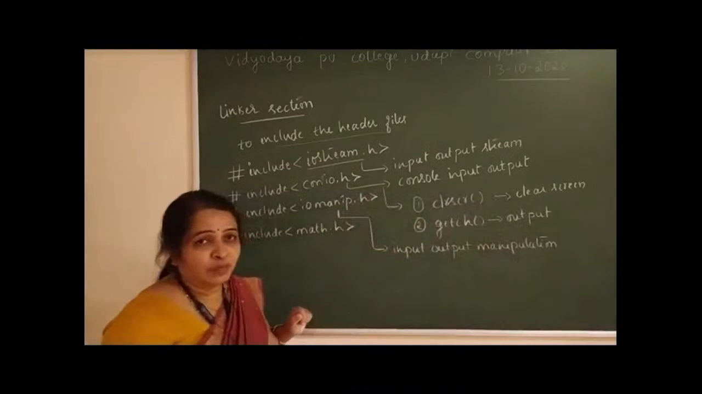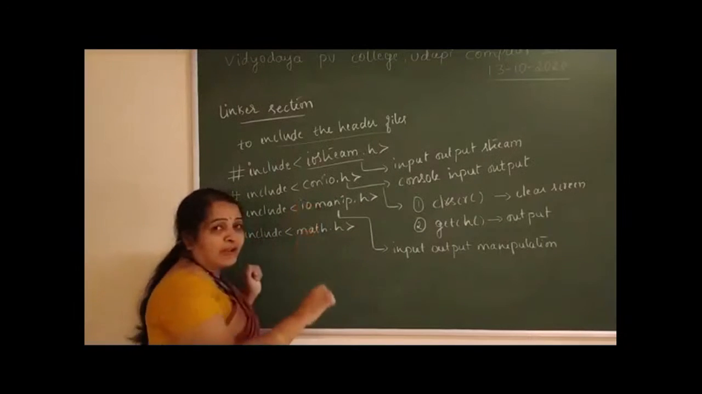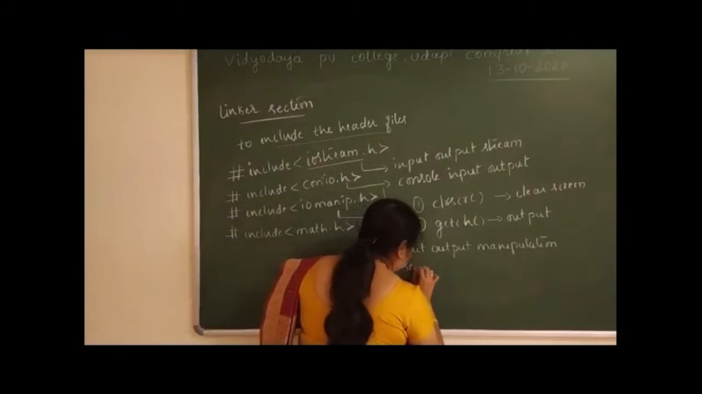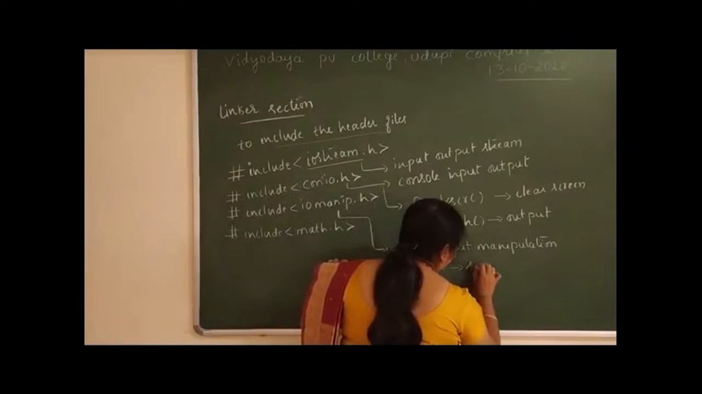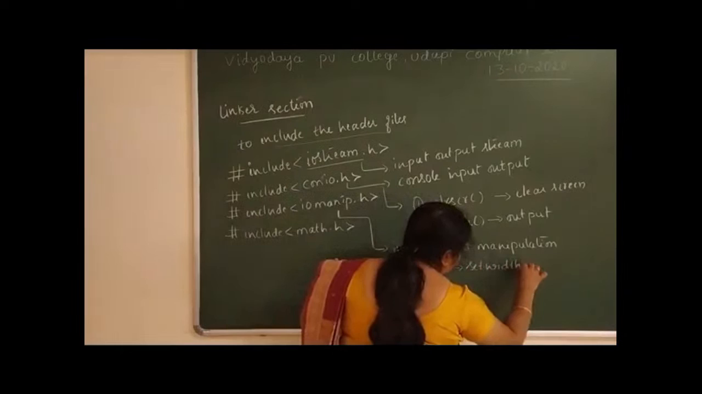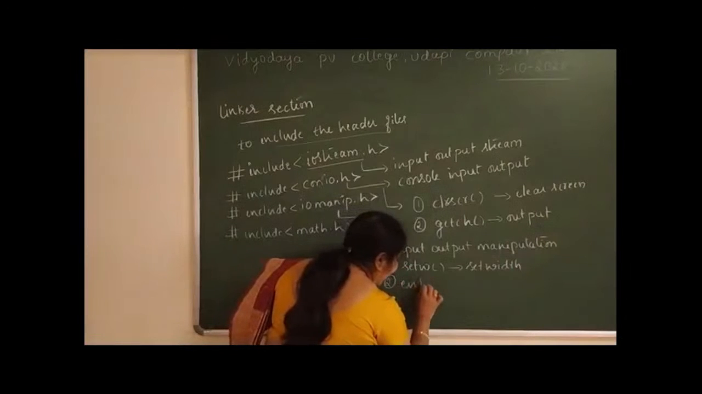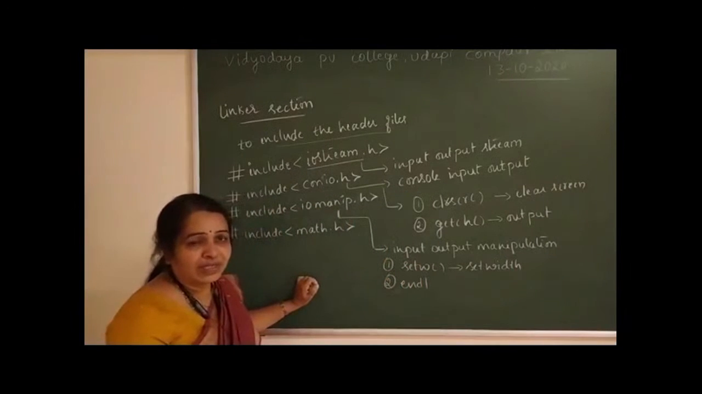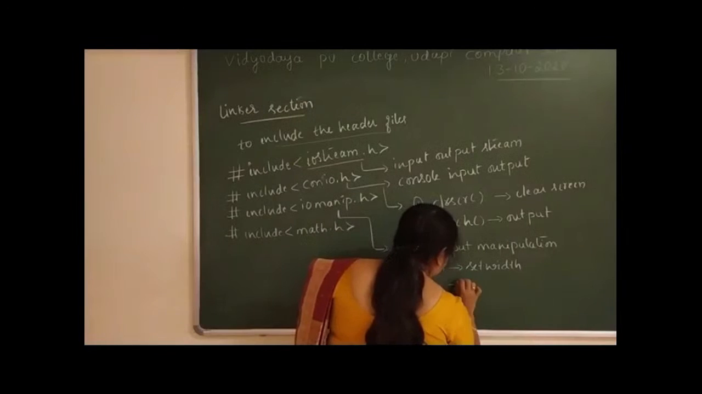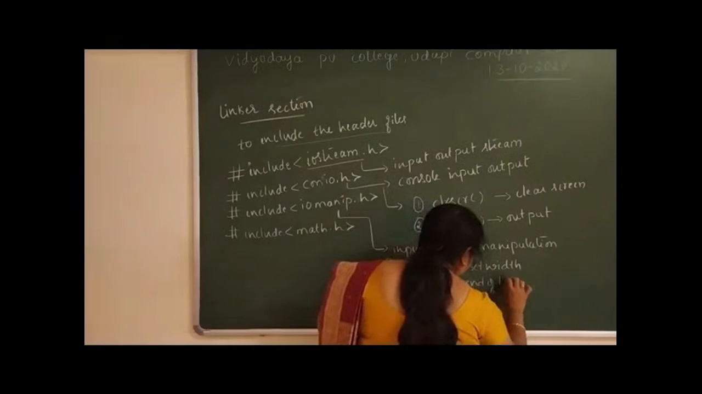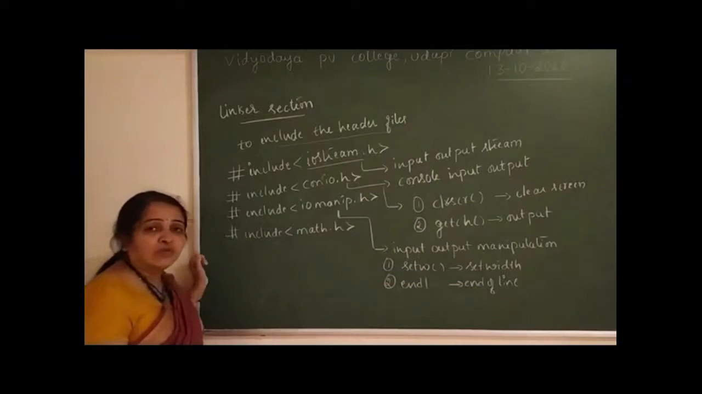Input output manipulations. The different functions that come under the iomanip.h header file, the important ones, are setw, which is called set width, and endl, which is for the end of the line. Clear? So this is about the iomanip.h.